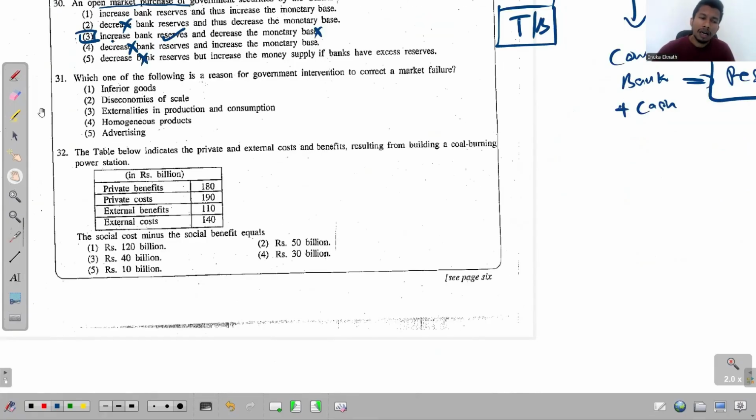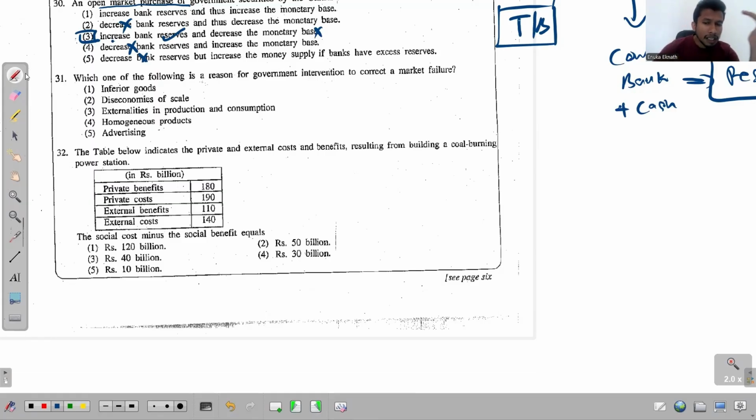All right, now come to question 31. In question 31, they say, which one of the following is a reason for government intervention to correct a market failure? Simply, they just ask you to recognize the reasons for government intervention in the market economy. Now, what is the reason?